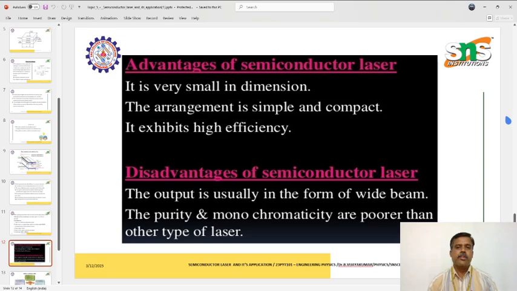The advantages of the semiconductor laser: it is very small in dimension, the arrangement is simple, and it exhibits high efficiency. The disadvantages of the semiconductor laser: the output is usually in the form of a wide beam. The purity and monochromaticity are poorer than other types of laser.